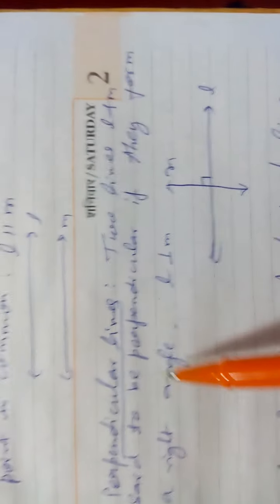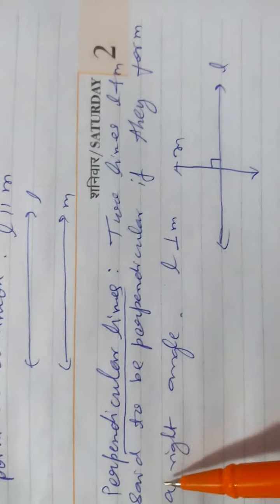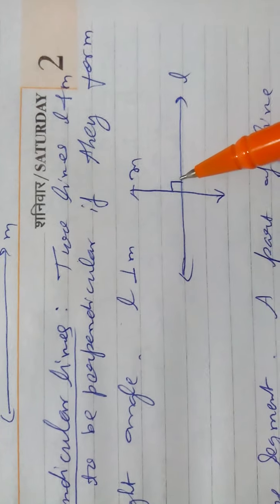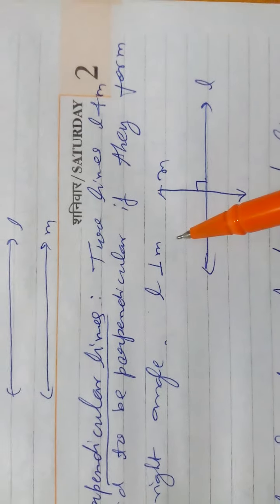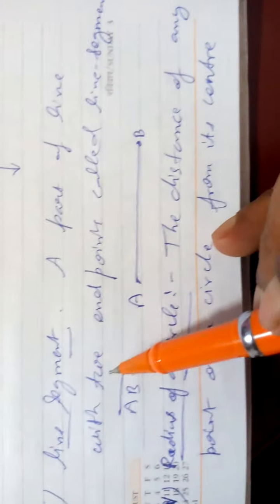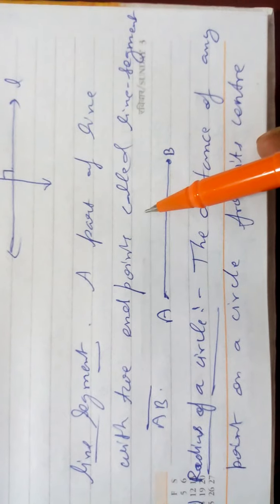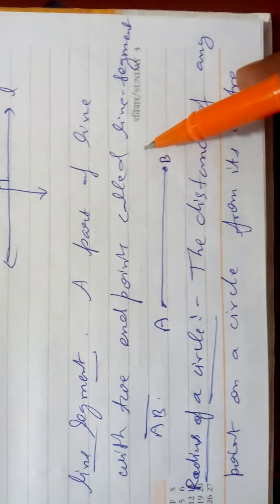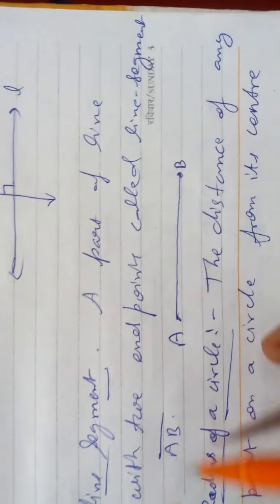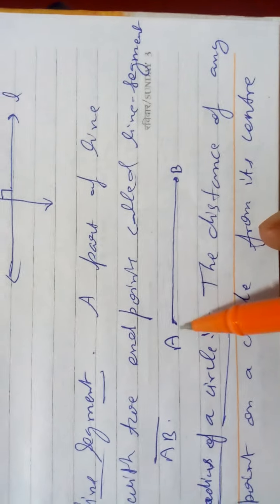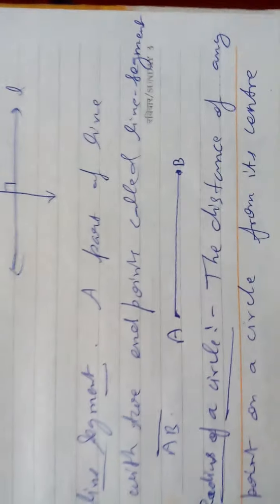L parallel M. Perpendicular lines. Two lines L and M are said to be perpendicular if they make a 90 degree right angle. L perpendicular to M. Line segment: a part of a line which has two end points is called a line segment, like AB bar. That is, A is the end point and B is the end point.